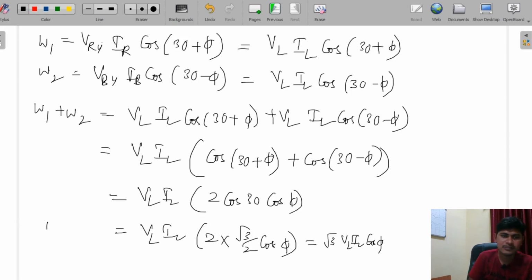We can conclude that the algebraic sum of two wattmeter readings gives the total power consumed by the load, whether the load is balanced or unbalanced, whether the load is star connected or delta connected. The algebraic sum of two wattmeter readings will be equal to root 3 VLIL cos phi.